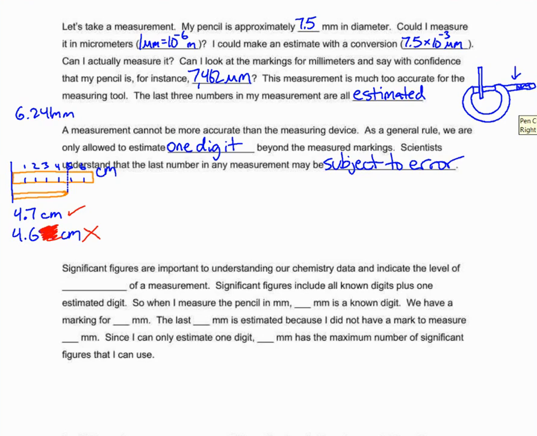In another example, in chemistry, we will often use a device called a graduated cylinder. So the graduated cylinder is this very long, thin cylinder made out of glass, and it's got these markings on it that go all the way up.